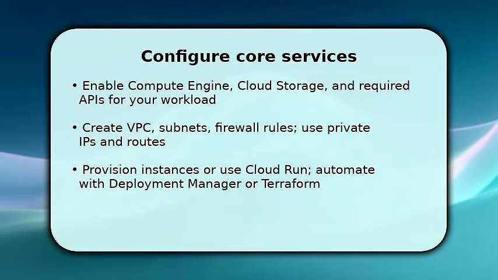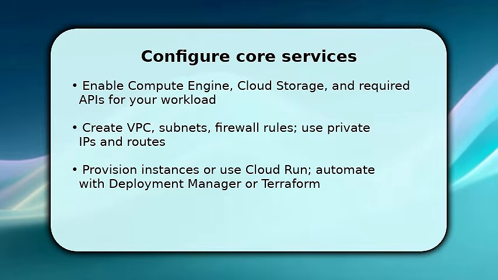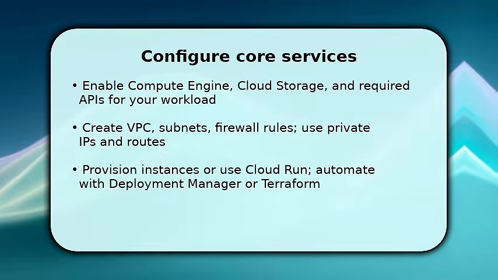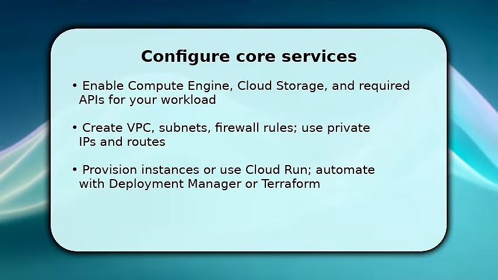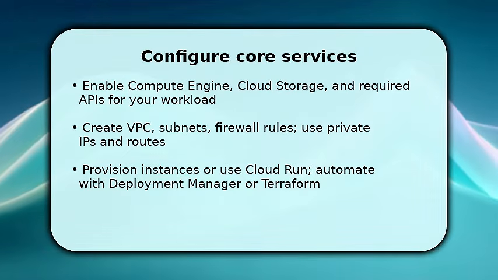You now set up the core services that run your application. First, enable Compute Engine, Cloud Storage, and any service APIs needed. This prepares the platform. Then design a VPC with subnets and firewall rules. Make sure to prefer private IPs for internal traffic to reduce exposure.